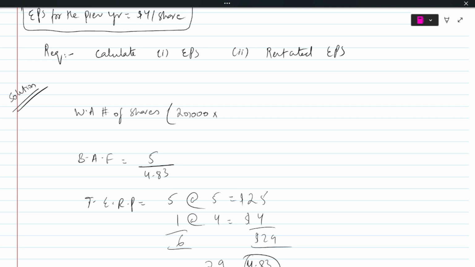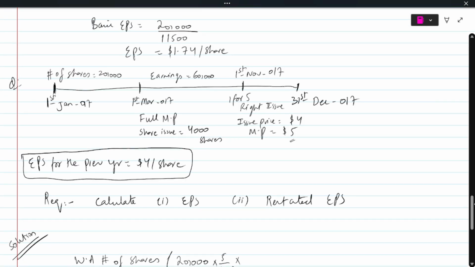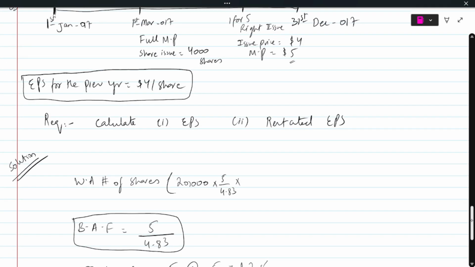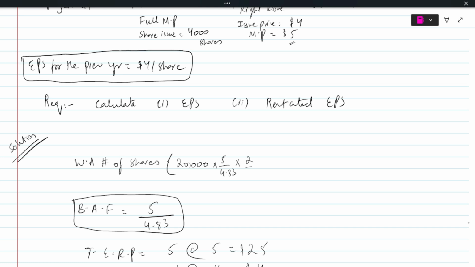Okay. So now once I have my bonus adjustment factor, I can just multiply this with the number of shares. So that's 20,000 into 5 over 4.83 into how many months? So from 1st Jan to 1st March, these are simply Jan, Feb. So these are 2 months, right? 2 over 12. And I am going to add it with.